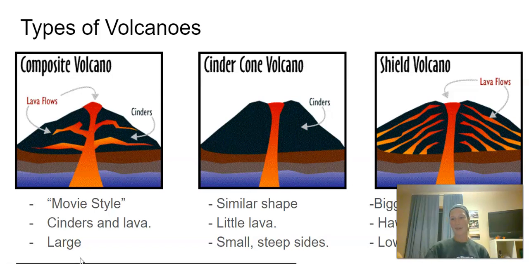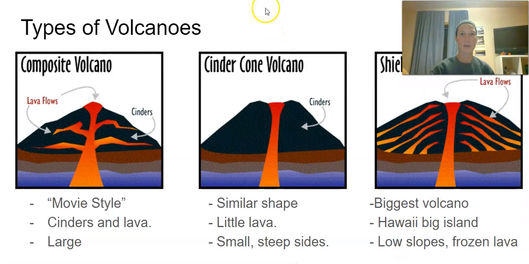Underneath your definition, you do have different types of volcanoes. Not all of them are on here. With your types of volcanoes, the first one is your composite volcano. This is what I call the movie style volcano. It's going to have large cinders, lots of lava, and they're really big. The cinders are kind of dried lava and ash in between where the hot magma is flowing. It's going to have one main vent here.